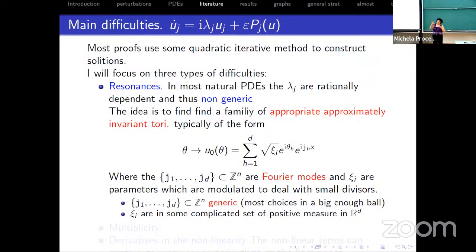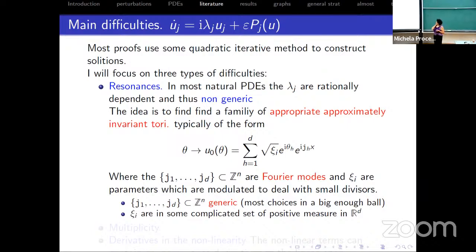What I'm going to do is concentrate on three, because they're the ones that I like best and I contributed to a little bit. So the first thing that I want to concentrate on is the problem of resonances. As I said, if you can move these lambda j's, or if they do not satisfy some Diophantine equation, I'm happy and the results are simpler. But usually all these lambda j's are rationally dependent in physically relevant models. Actually, they're integers.